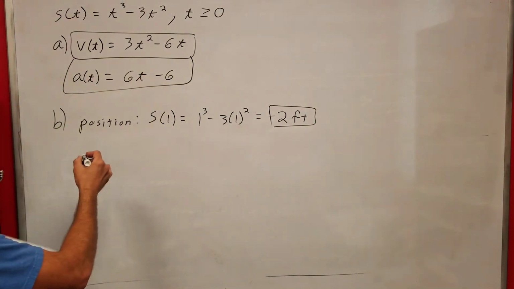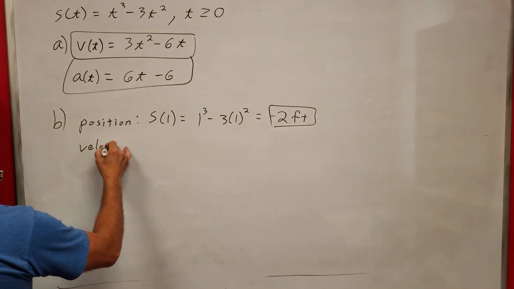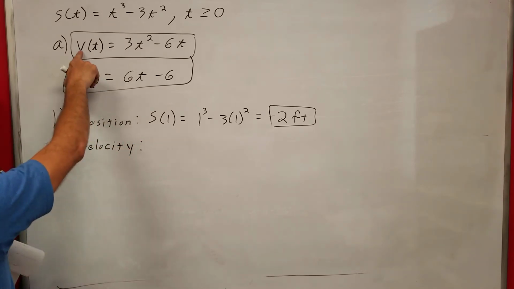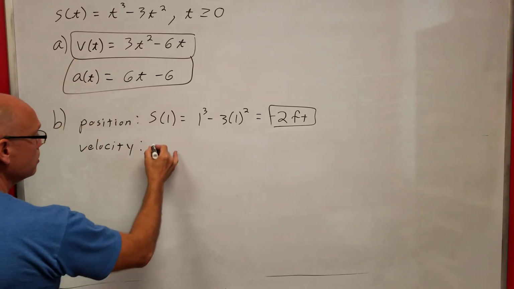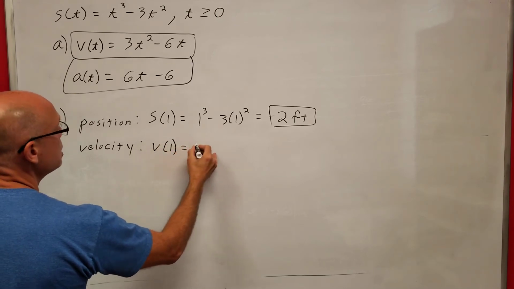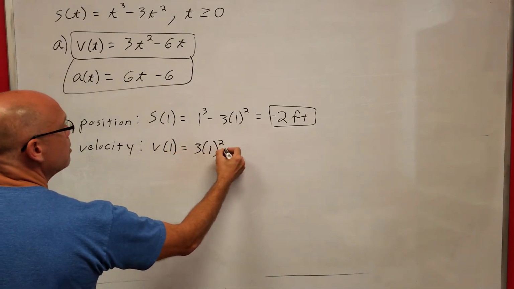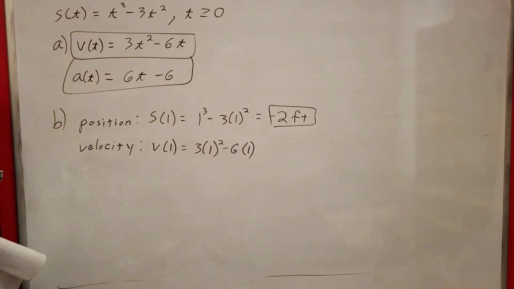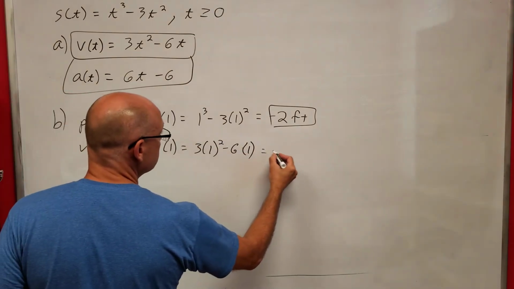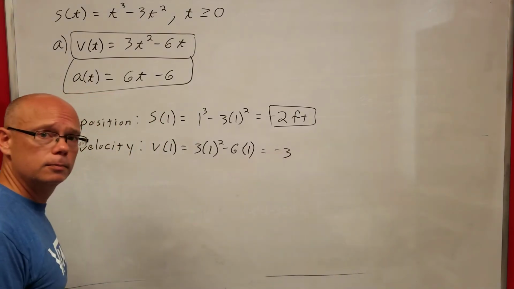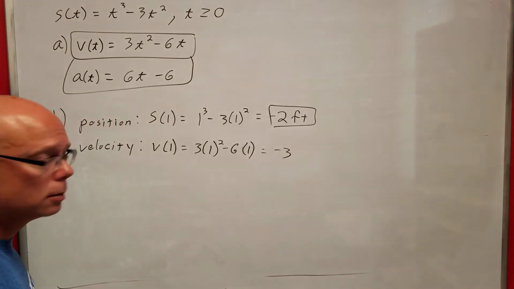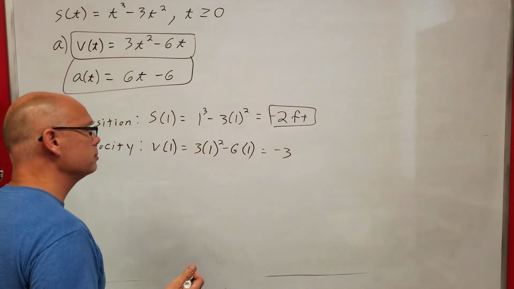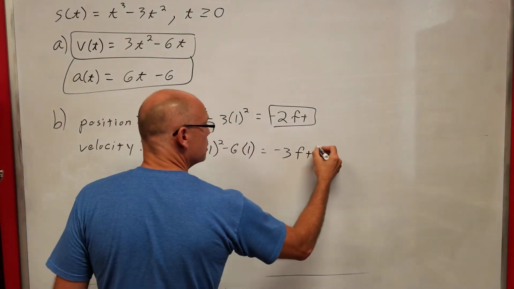All right, what do they want me to find? Position, velocity. The velocity at 1 second means take this velocity function and evaluate it at 1. So v of 1 is equal to 3 times 1 squared minus 6 times 1. What's that? 3 minus 6, or -3. But velocity also has units with it, and the unit here is feet per second.